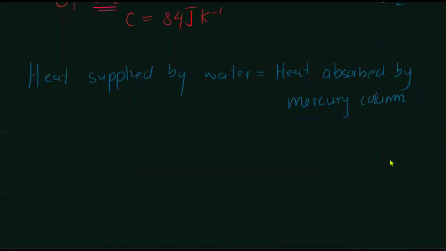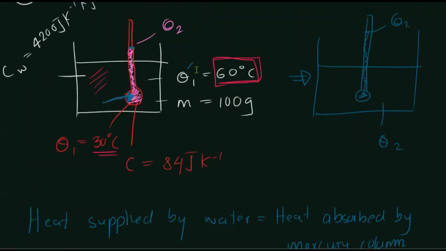So heat supplied by water can be written as how? We can write the heat supplied by water is MW CW. What is the temperature difference? Initially, it was at 60 degrees. After it supplies heat, its temperature should decrease, right?